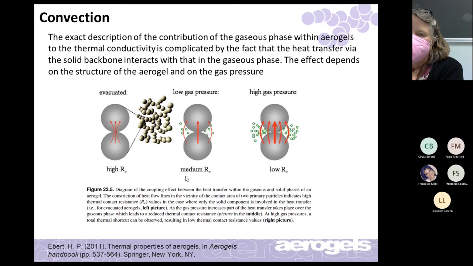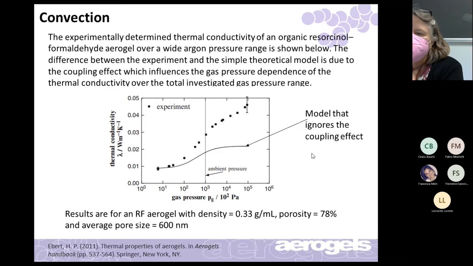So you can show this. This is a plot. This is a resorcinol formaldehyde aerogel, relatively higher density, 0.3 grams per milliliter, about 80% porosity. And these are larger materials. Their average pore size is like 600 nanometers, much bigger.